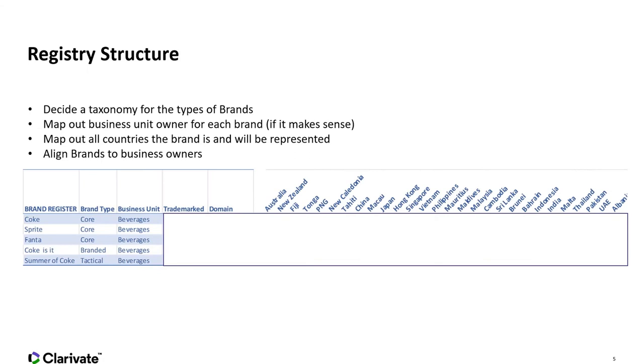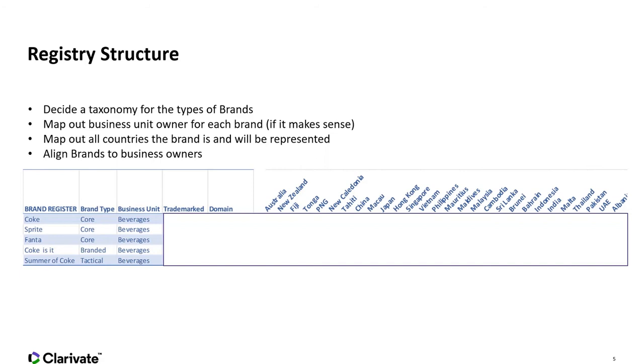So the first thing you need to do when setting up a registry is really understand how you're going to structure it and how that makes sense for your business. You need to decide on a taxonomy for the brands, and what we mean here is, how are you going to classify your brands? With many domains and customers that I work with, we call them core, branded, and tactical.